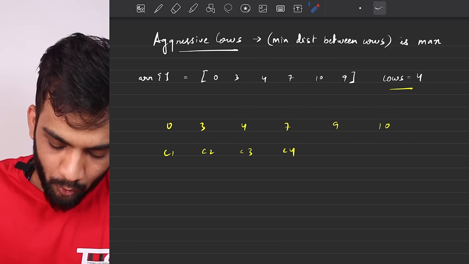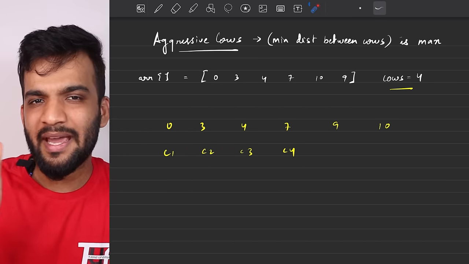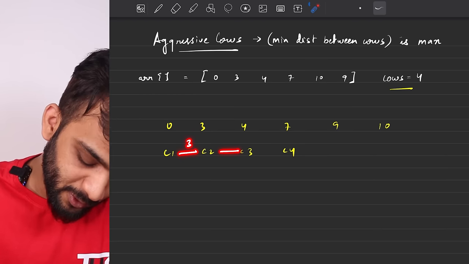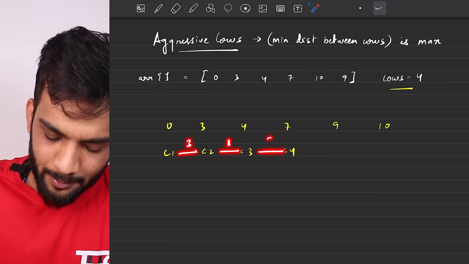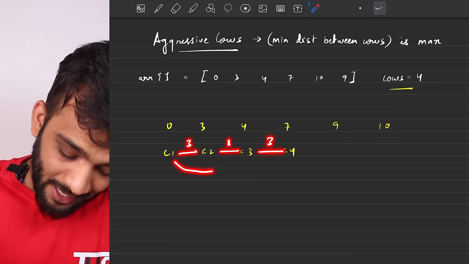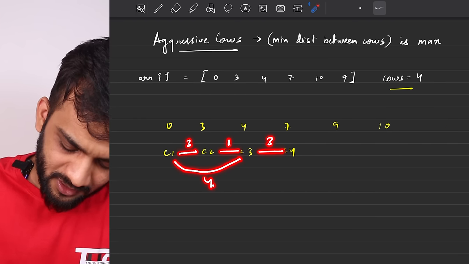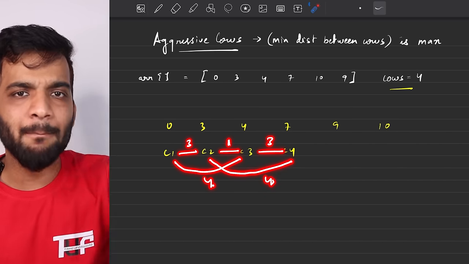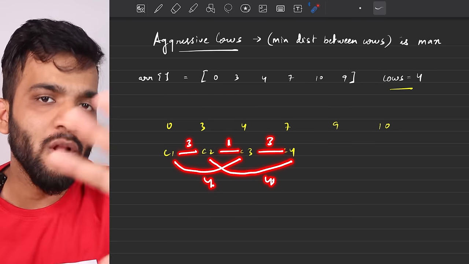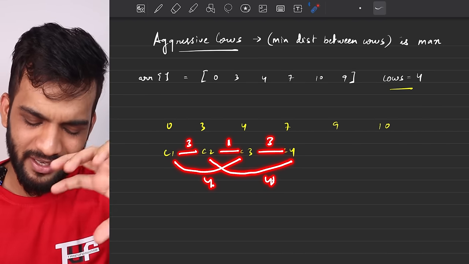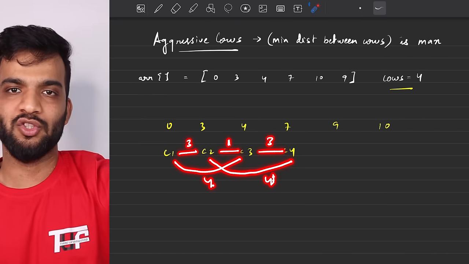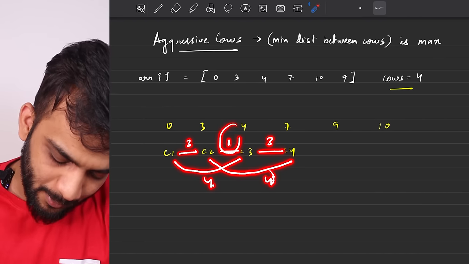If I ask you, what is the distance between any two cows? It'll be like, the distance between them is 3, then 1, then 3, and maybe 4, and maybe 4. So what is the minimum distance among any two cows? You can take C1, C3, C1, C4, C2, C3, any combination. What is the minimum? Can I say the minimum is 1?